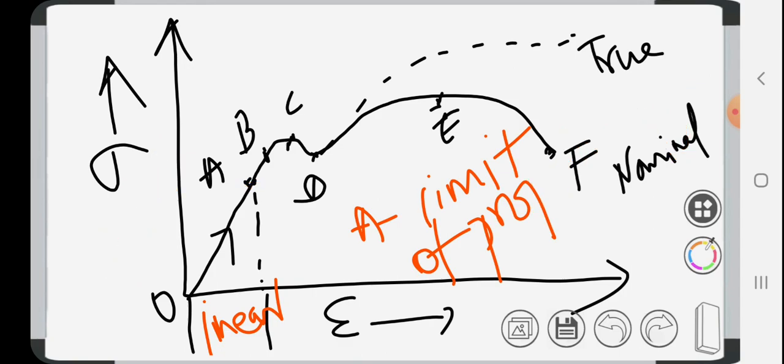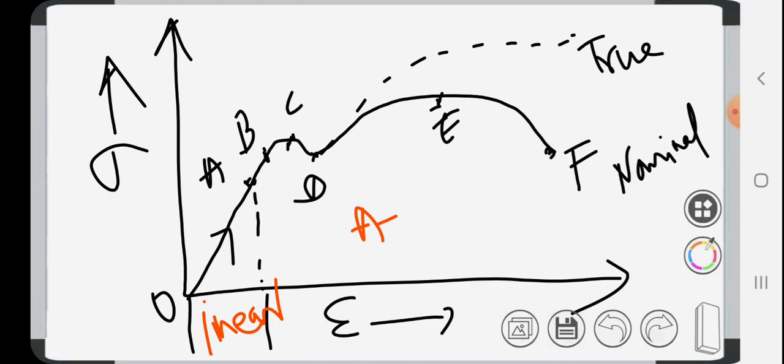Now after A, what's happening? After A, we can see a point called B. For a short period beyond the point A, the material will still be elastic, in the sense that deformations are elastic, meaning deformations will be completely recovered, or the original size will be re-established, when the load is removed. So B is known as the elastic limit.